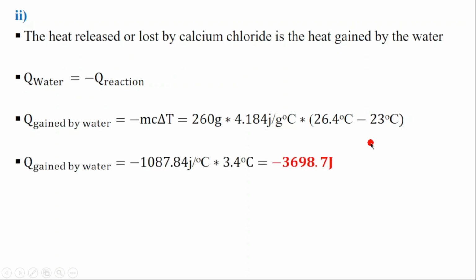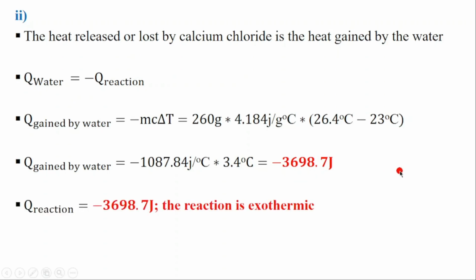Then the Q gained by the water will be equal to this value, which is minus 3060198.7 joule. You can see that it is negative, and if it is negative, that means the reaction is exothermic. The delta Q is negative. In that case, we have the exothermic reaction.